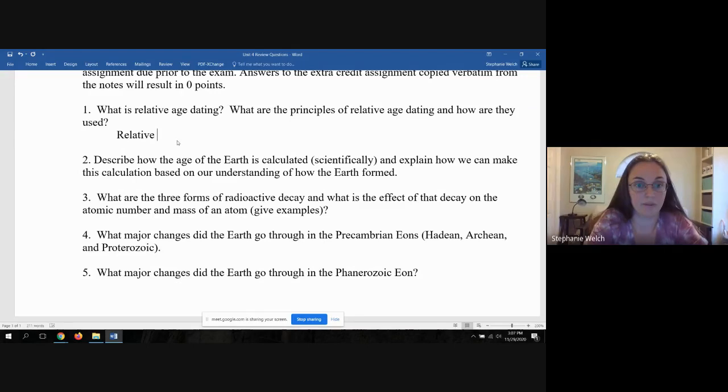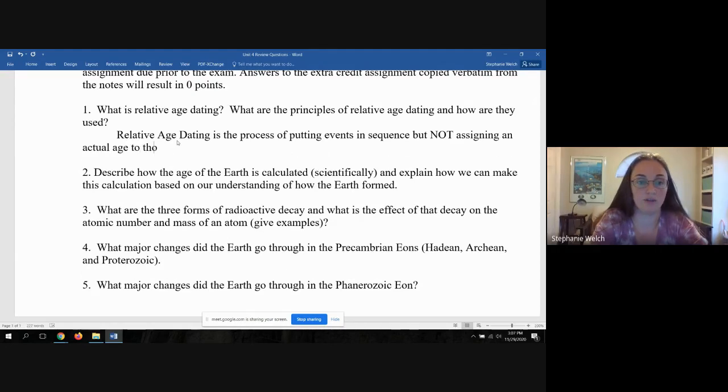So relative age dating is the process of putting events in sequence, but not assigning an actual age to those events. In relative age dating, we seek to understand Earth history by looking at the succession of events, at what came first, what came second, and so on. You can basically tell the story without actually assigning any ages to any of those events.